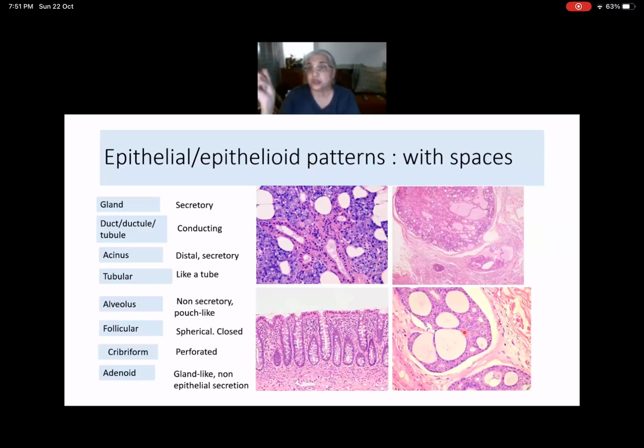Cribriform, everybody should know. Okay, it's perforated like this. This is cribriform and adenoid. This is not a gland. Adenoid means gland-like. So come on, Sudesh, why is it not a true gland? Because gland should secrete, ma'am. There must be secretion. So then what is this stuff in what you're seeing here? It's not a secretion?